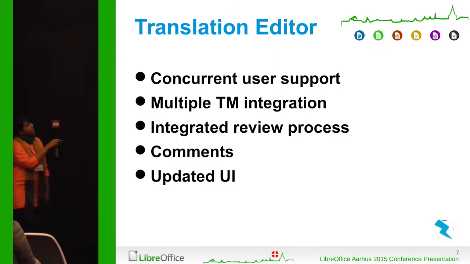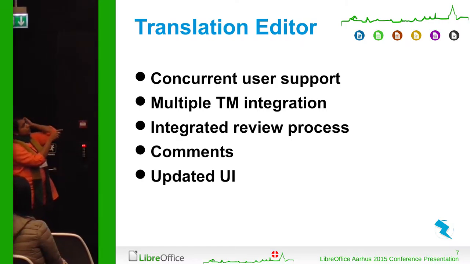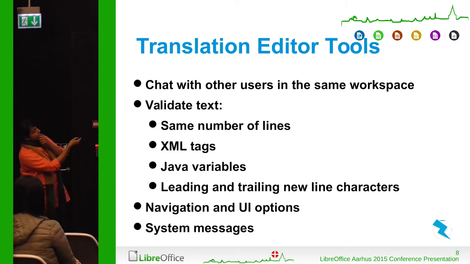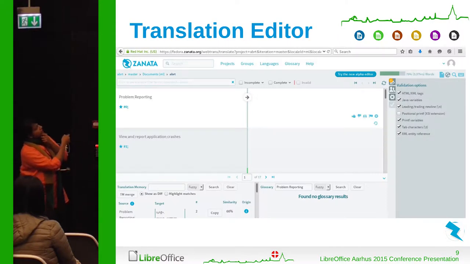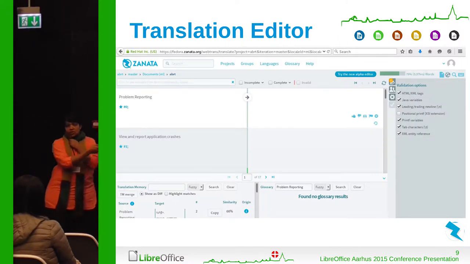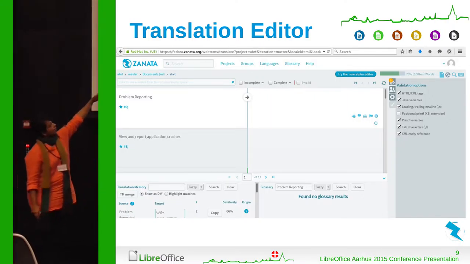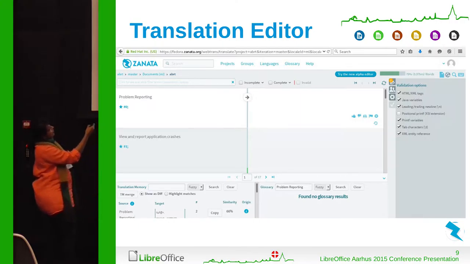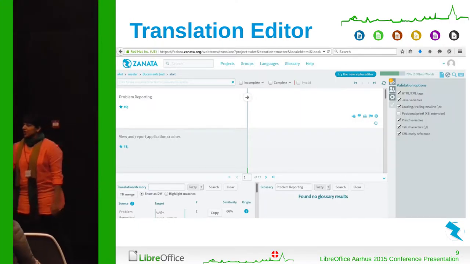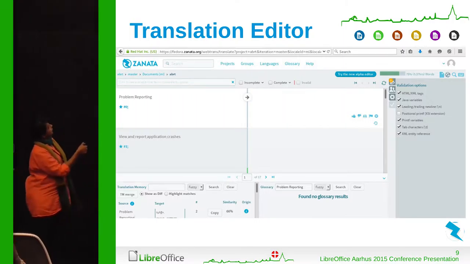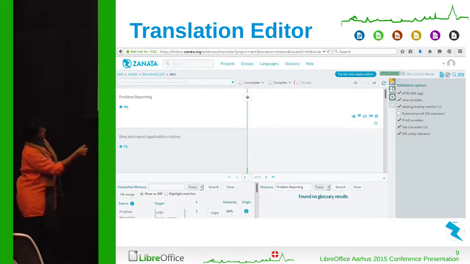The translation editor features are concurrent user support, multiple translation memory integration, and the review process. I'll show it on the screen, that's better. This is how a translation editor looks. On this side you have the English strings, and you click here, and this is where you translate the string.